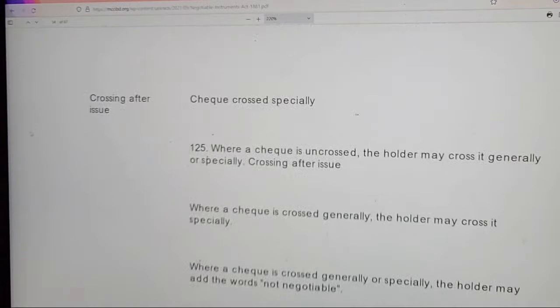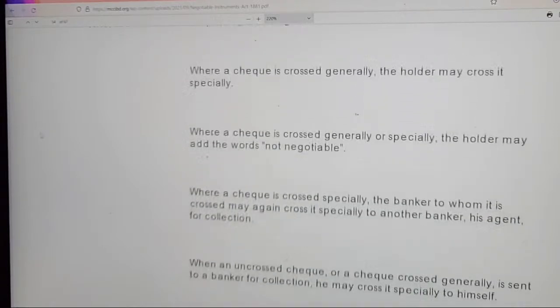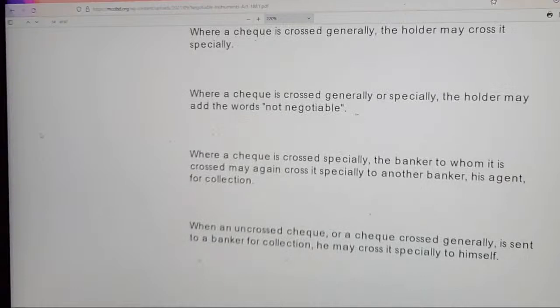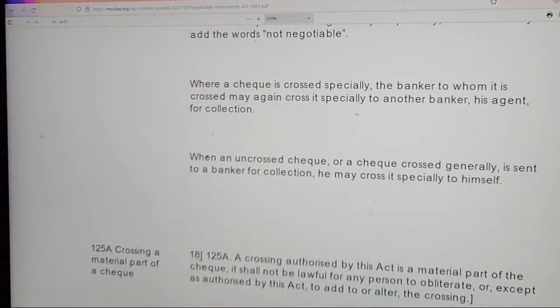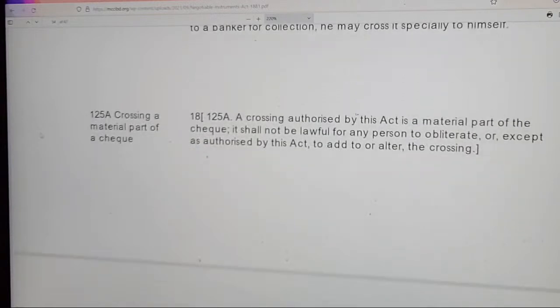Crossing after issue. 125. Where a check is uncrossed, the holder may cross it generally or specially. Where a check is crossed generally, the holder may cross it specially. Where a check is crossed generally or specially, the holder may add the words "not negotiable". Where a check is crossed specially, the banker to whom it is crossed may again cross it specially to another banker, his agent, for collection. When an uncrossed check or a check crossed generally is sent to a banker for collection, he may cross it specially to himself.